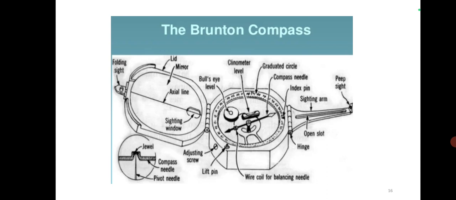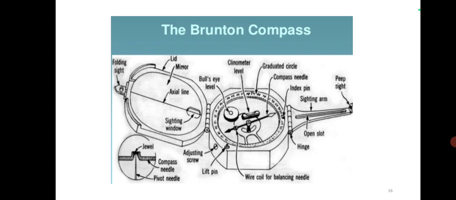First, what you see is a box. Okay, there is a sighting arm and a lid is there. It contains a needle. Then there is a small level, bullseye level. Like you in your total station and all, you can see a bullseye level in order to check whether the tripod is horizontal. So similarly, you can see a bullseye level in the Brunton compass also.